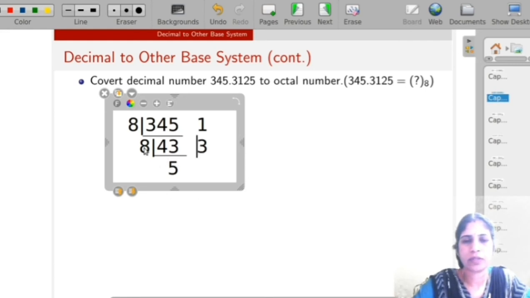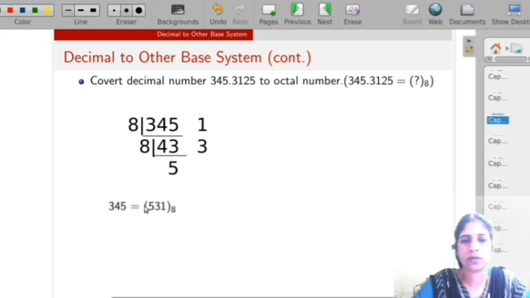Then here 5 is less than 8, so we stop the process and we take the remainders from bottom to top. So the answer is 531. 345 is equal to 531 base 8.